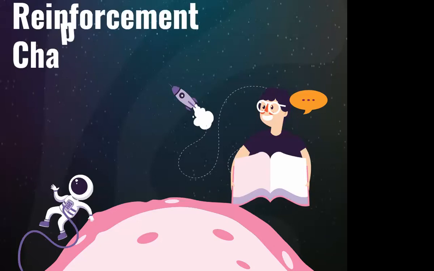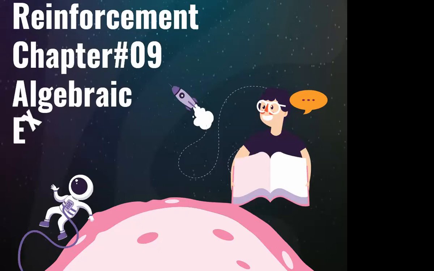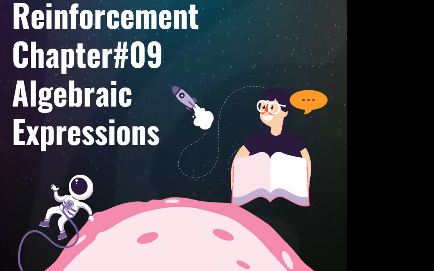Today we are going to start the revision of final term, and the chapter from which we are going to start is chapter number 9, algebraic expressions. As you know, the exercises included in final term from chapter number 9 are 9.9, 10, 11 and 12.